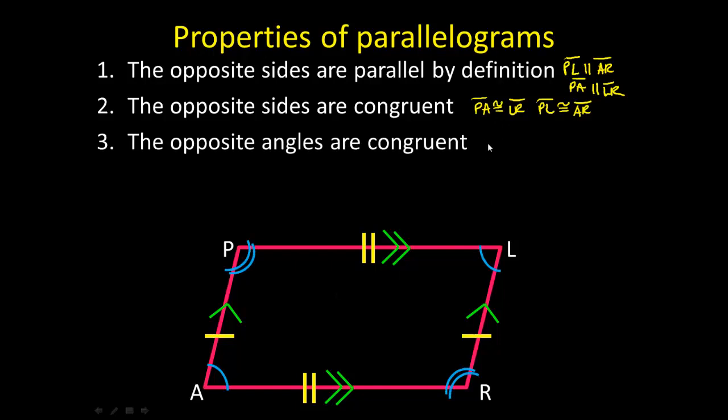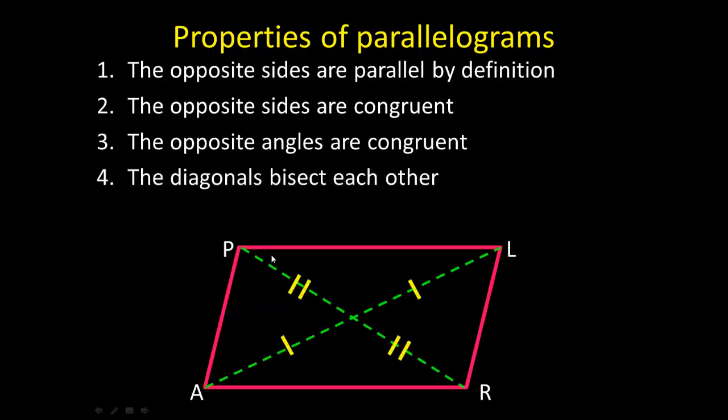Opposite angles are congruent. So angle P is congruent to angle R and angle A is congruent to angle L. The diagonals bisect each other. So if you need this in here, maybe to prove triangle congruence, go ahead and put a point there and name it. And then you could say, like, PX is congruent to RX, AX is congruent to LX. See how that works?